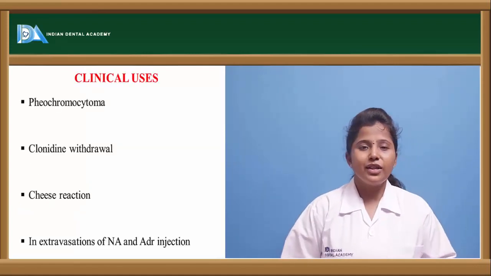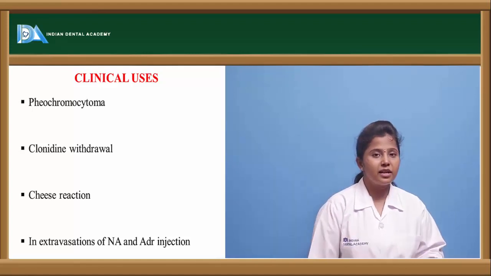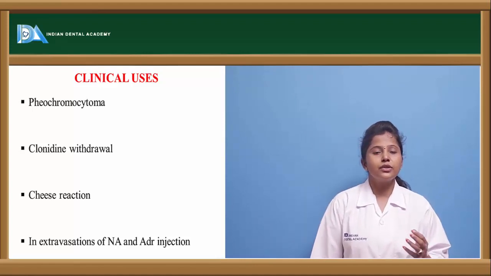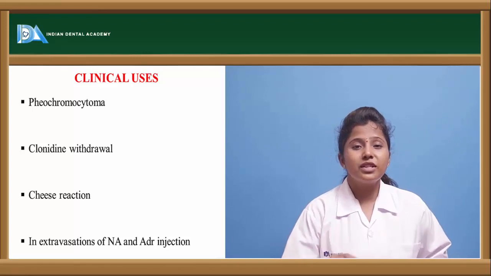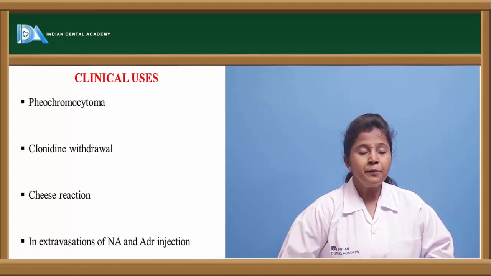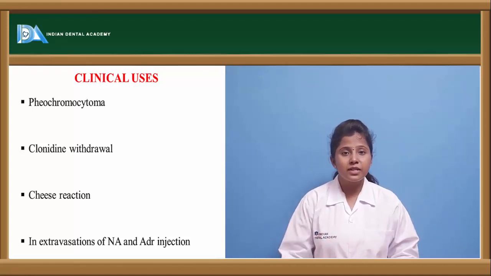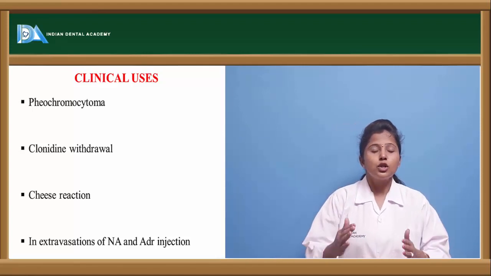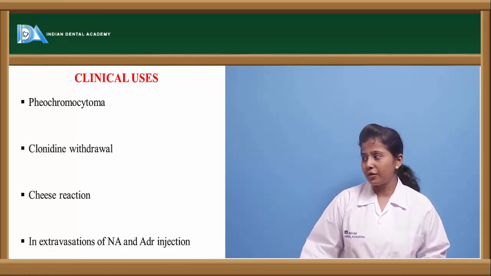Clinical uses. Any adrenergic receptor antagonist has the common clinical use in pheochromocytoma and clonidine withdrawal. Clonidine is also an adrenergic agonist. If a person stops taking clonidine, it leads to withdrawal syndrome, with symptoms like nervousness, severe headache, and confusion. In order to treat clonidine withdrawal syndrome, phentolamine is recommended.